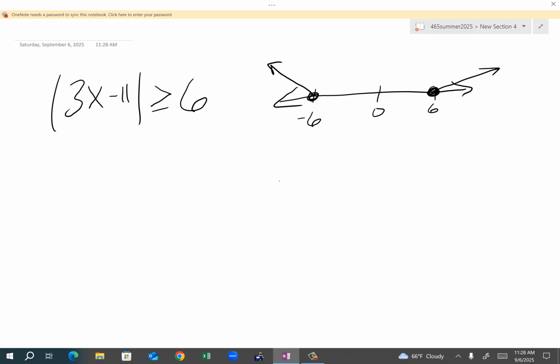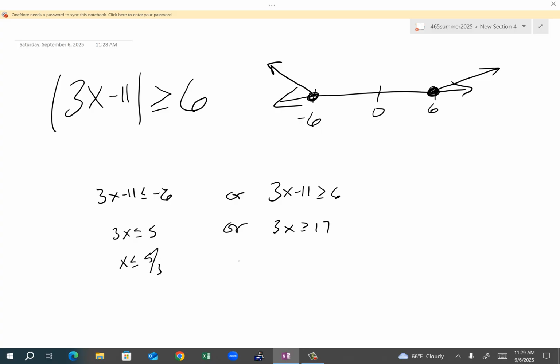Okay, so if I'm doing this, 3x minus 11 is either greater than 6, obviously, or 3x minus 11 is less than or equal to negative 6. To solve this, you add 11, so 3x is greater than 17, divide by 3, 17 thirds, or 3x is less than or equal to 5, so x is less than or equal to 5 thirds. There's your answer. Boom, boom, Bob's your uncle.